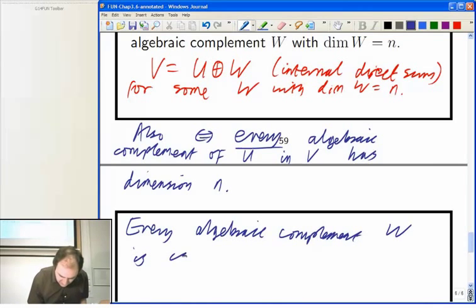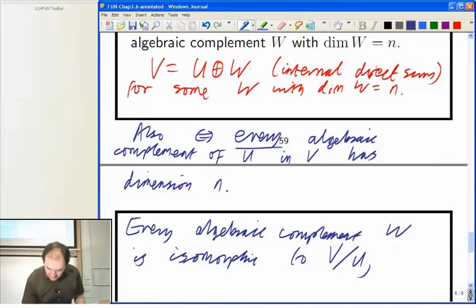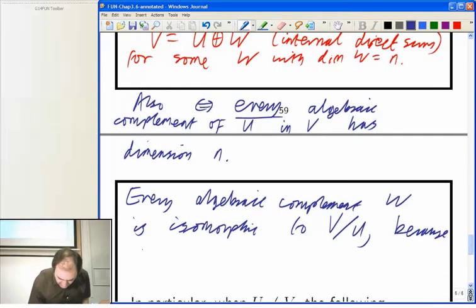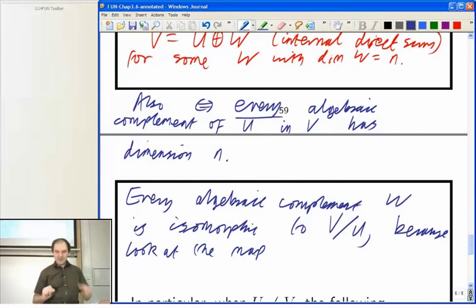It's isomorphic to V over U because you can look at... now let's try and get this right. Let's look at the map.